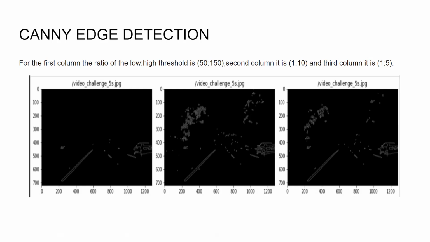So the weak pixels will not be relevant at all, whereas medium pixels will be relevant and will be contributing to the line detection, whereas strong pixels will definitely be contributing to the detection of the line. Here we see that 50:150 detects the lines very properly and the noise is furthermore reduced, so we will go ahead with the 50:150 threshold value in the Canny edge detection method.